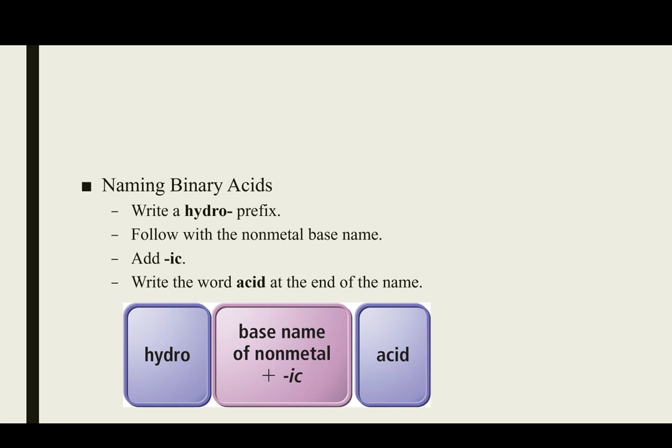There are two types of acids. The first is a binary acid. The prefix bi means two, so that's made of only two elements. And so it's always going to be hydrogen plus some anion, some nonmetal.